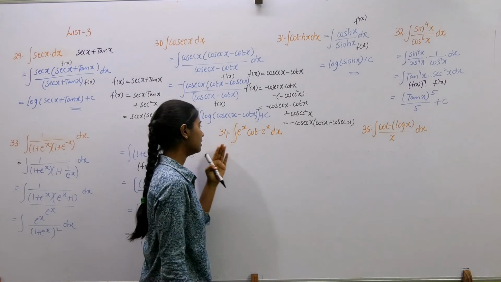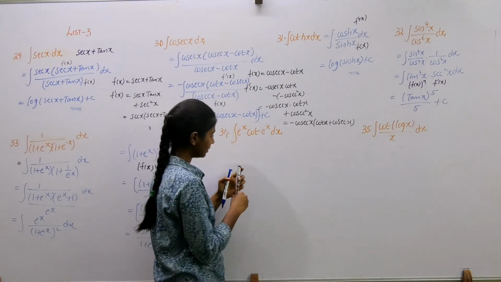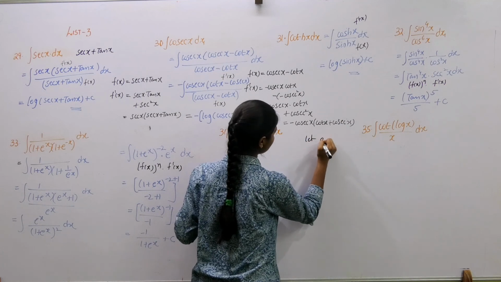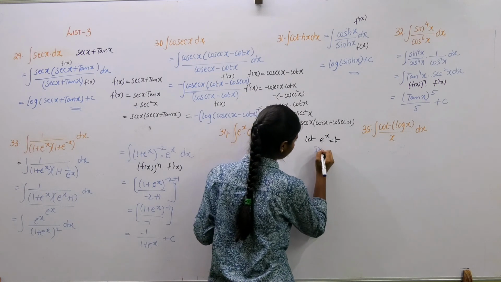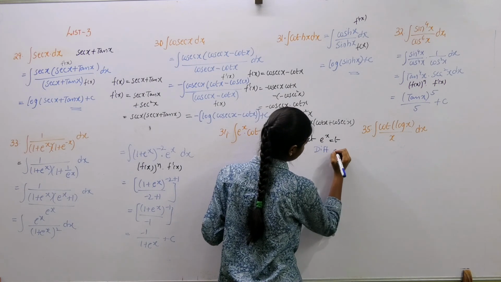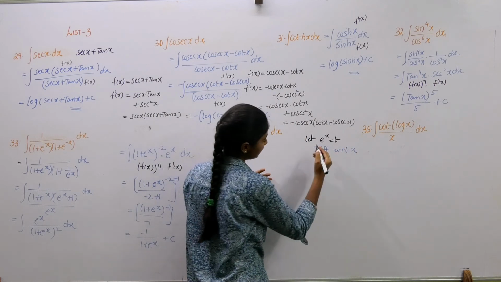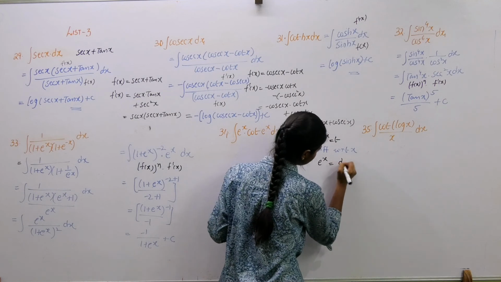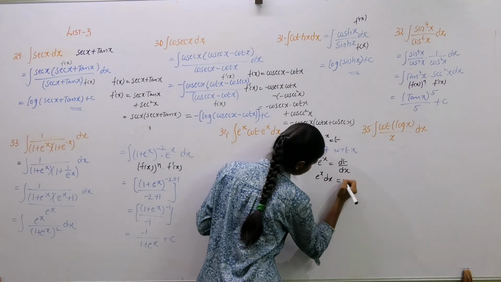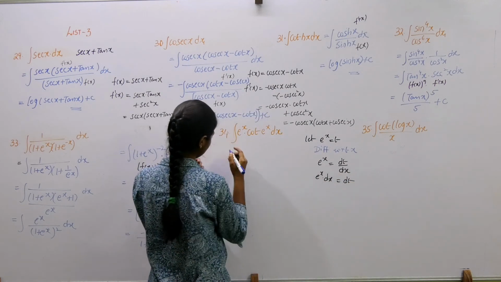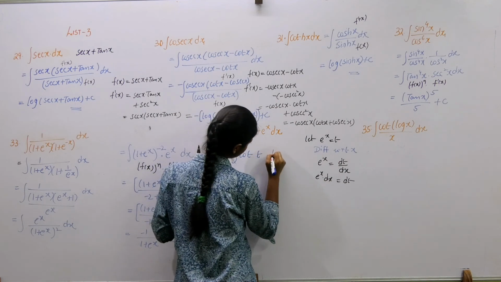Next, 34th one. Integral e power x into cot e power x dx. To solve this, we go for the substitution method. Let us assume e power x is equal to t. Differentiating with respect to x on both the sides, d by dx of e power x is e power x, equal to dt by dx. We can write e power x dx is equal to dt. Then we have integral cot t dt.